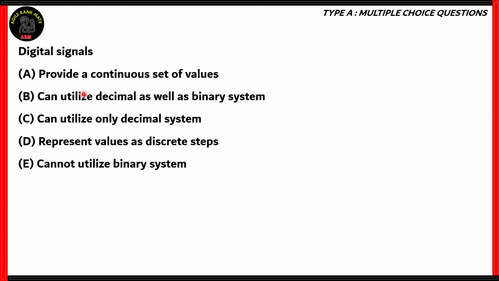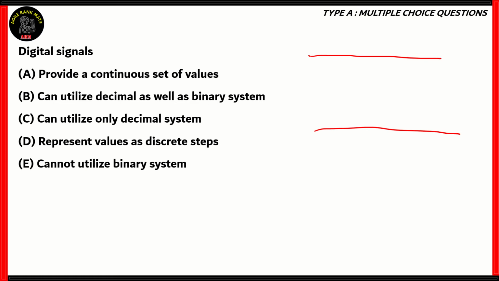Here's our first question. Digital signals provide a continuous set of values, can utilize decimal as well as binary system, can utilize only decimal system, represent values as discrete steps, cannot utilize binary system. So, the easy way to solve this question is to describe the graph of an analog and digital signal.